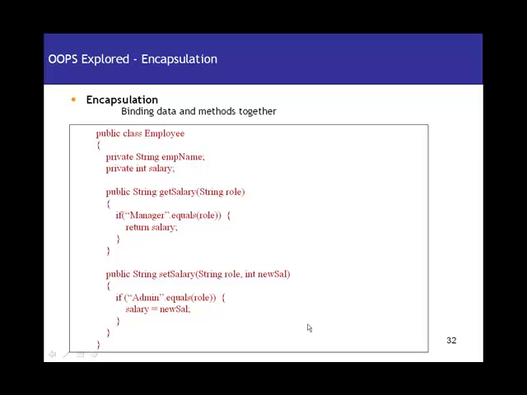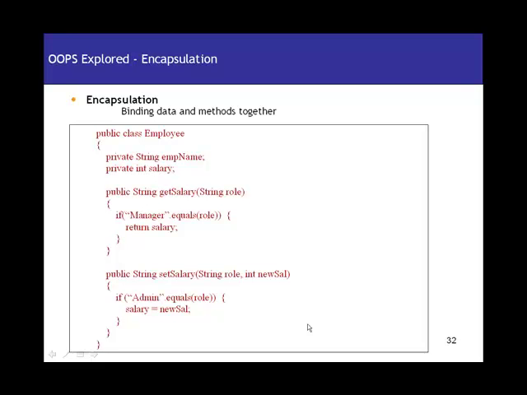So let's go to encapsulation. The definition says binding data and methods together. So basically the end product of that is nothing but data hiding, right? When I say binding data and methods together, I mean that there is a strong relationship between the data and the methods of the object, of the class, right?